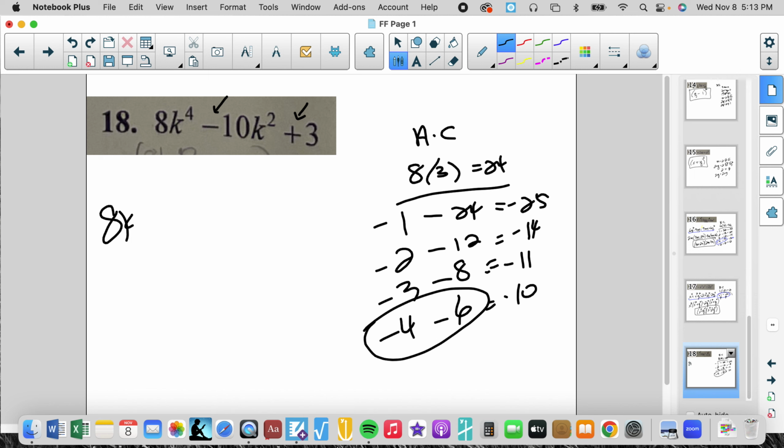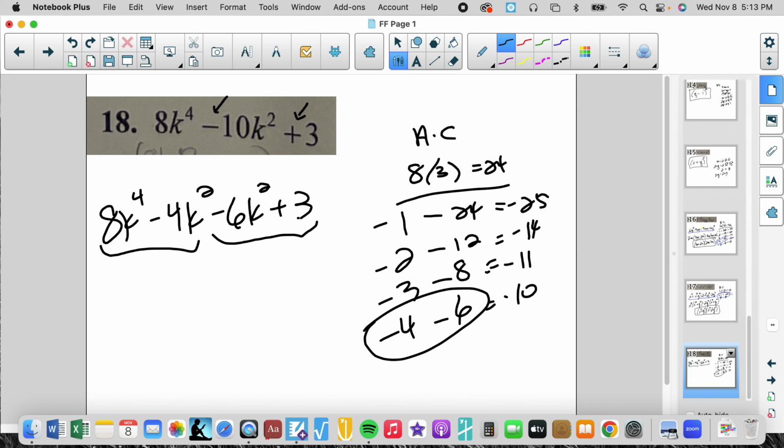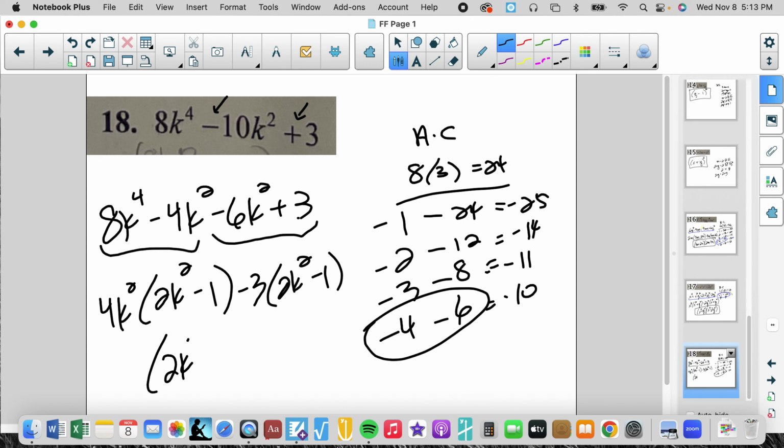So 8k to the fourth minus 4k squared minus 6k squared plus 3. Factor by grouping. We're going to take out a 4k squared. That leaves us with 2k squared minus 1. That's a little tricky. Factor out a negative 3, and we get 2k squared minus 1. 2k squared minus 1 times the quantity 4k squared minus 3.